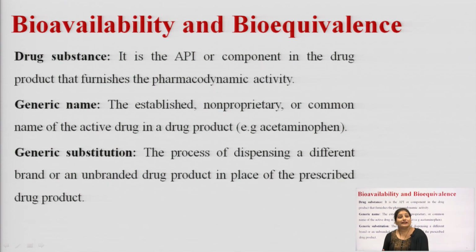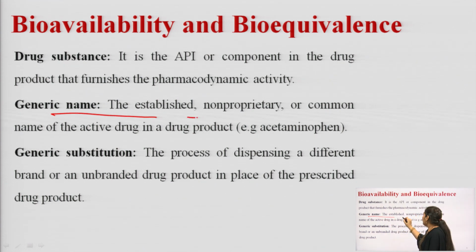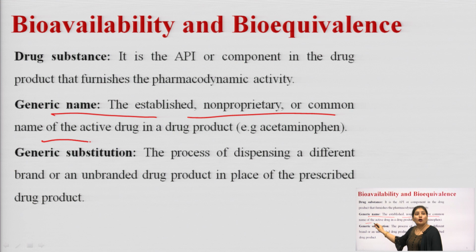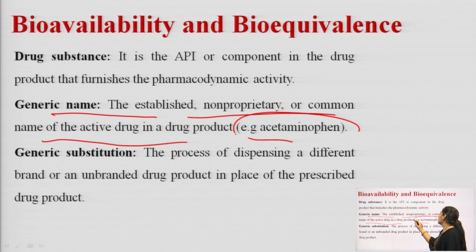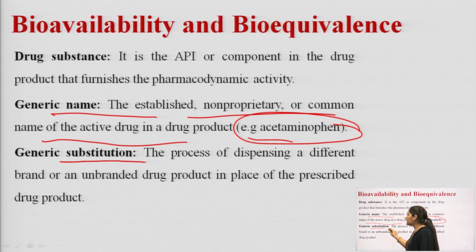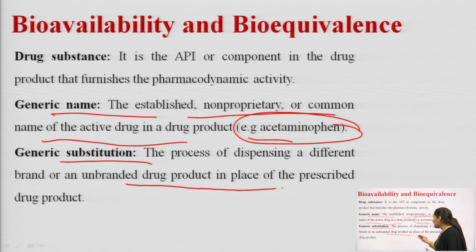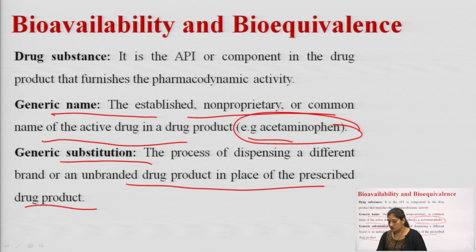Next is the generic name. What do you mean by generic name? It is the established non-proprietary or common name of the active drug in a drug product. For example, acetaminophen is a generic name. Next is the generic substitution. What do you mean by generic substitution? It is the process of dispensing a different brand or an unbranded drug product in place of a prescribed drug product.